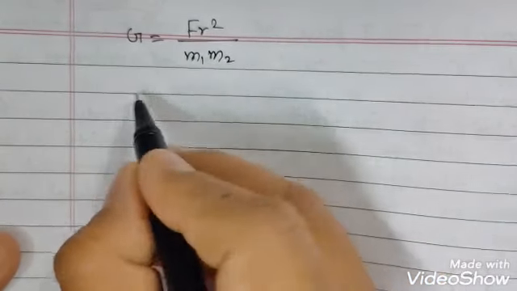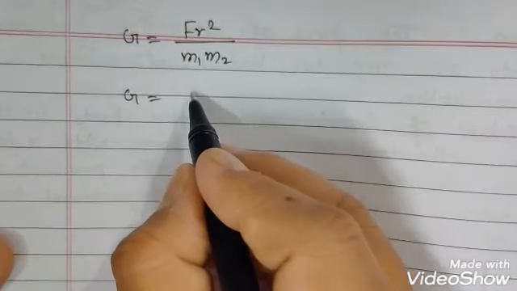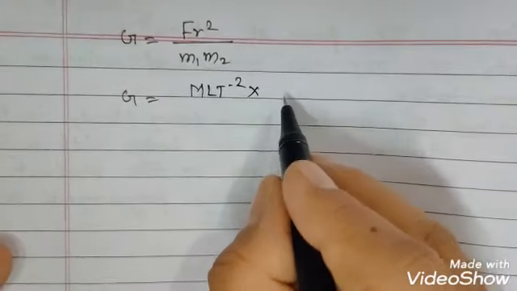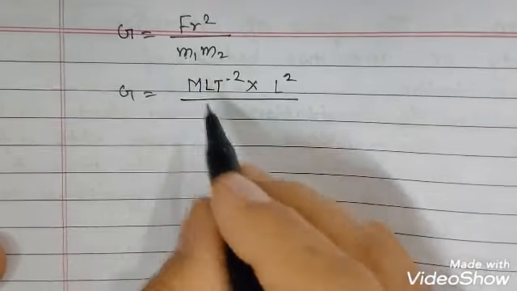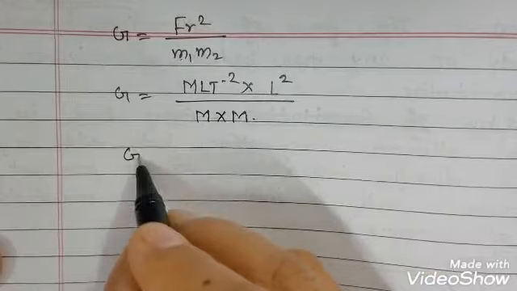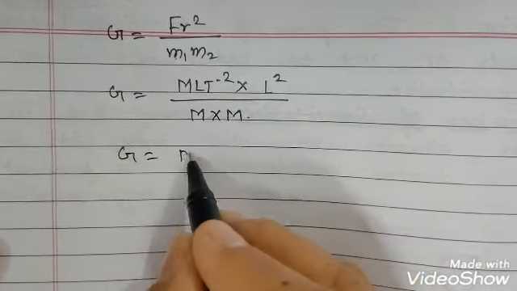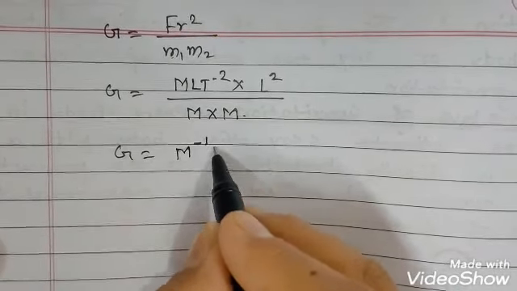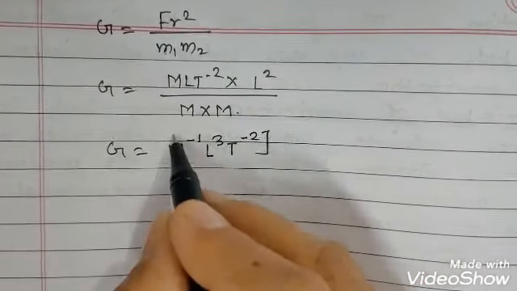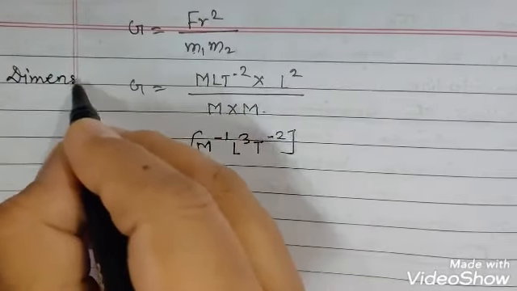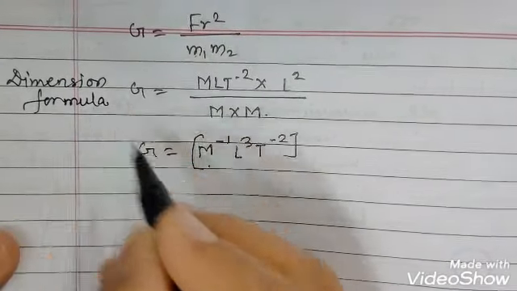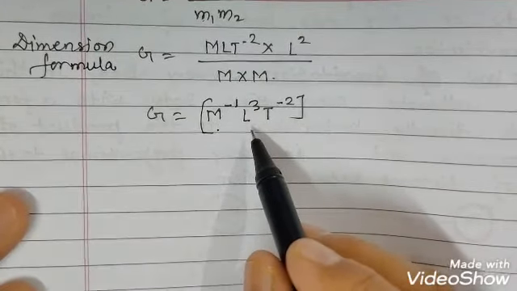Now we'll find out the dimension formula of universal gravitation constant. Already we have seen how the dimension formula is calculated in the second chapter. So once again, G is given here by Fr square upon m1 m2. The dimension formula of force is MLT minus 2. The dimension formula of radius is L, so r square is L square. Mass is given here, m into m. That means m would be cancelled, this m will go up, so it is M minus 1 L cube T minus 2. So this is the dimension formula of G: M minus 1 L cube T minus 2.